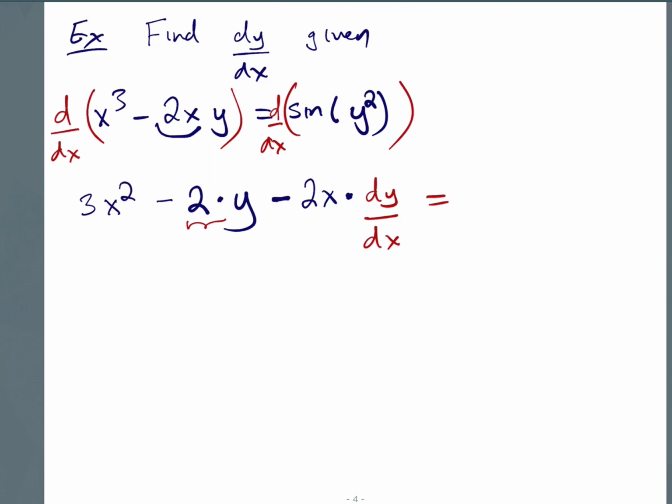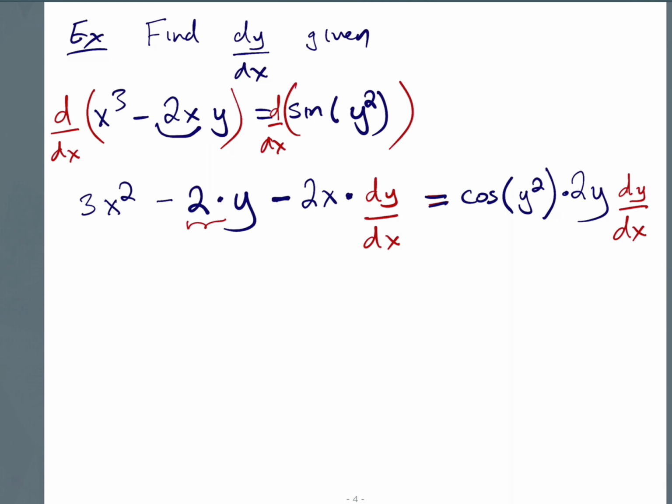Okay, so now what does that equal to? Cosine, yep. Cosine of y squared, good. Times 2y dy over dx, exactly. Yep. So it's a chain rule. I apply the chain rule twice, right? Okay, now how am I going to solve for dy over dx this time?